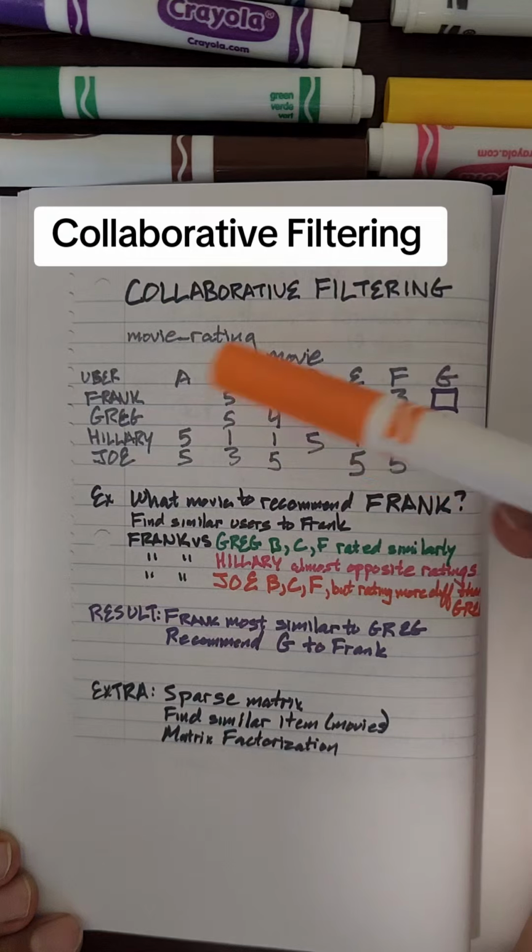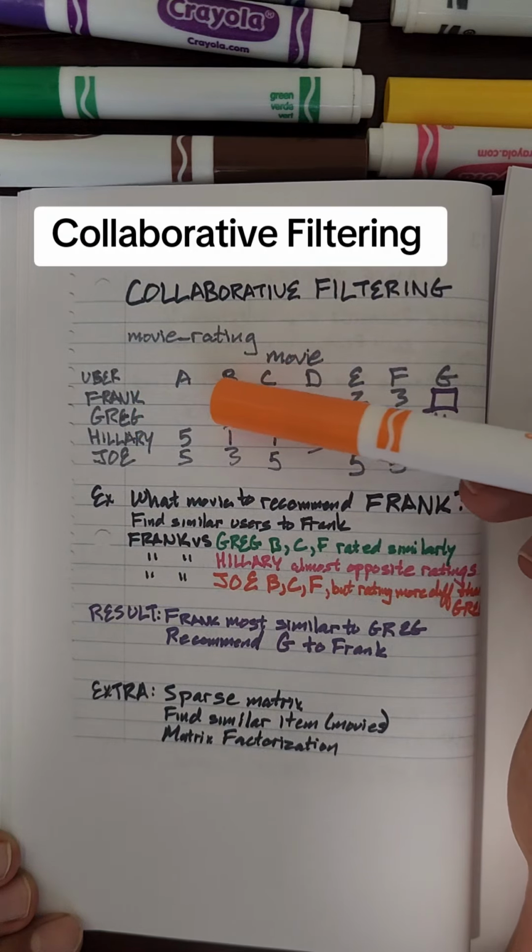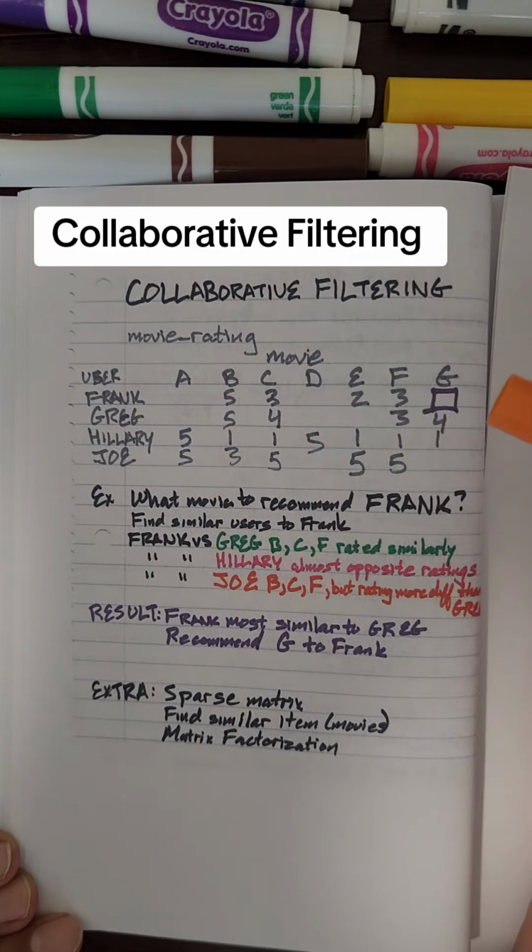So what ends up happening is you're going to say Frank is quite similar to Greg, given how close their ratings are. And you're going to look at movies that Greg recommended highly. So Greg recommends or rated G highly. We saw Frank did not watch movie G, so we're going to actually recommend movie G to Frank.